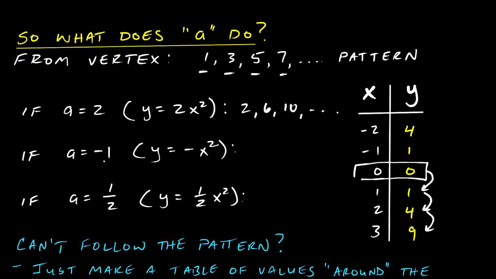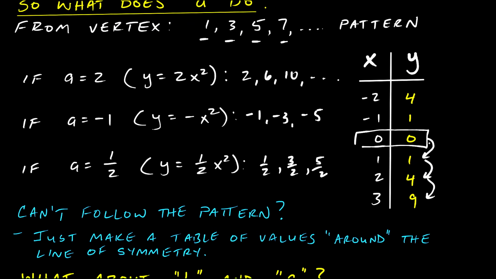And then here we have an a value of negative 1, so we just multiply by a negative. So it's going to go down 1, down 3, and down 5 as we move over. And you'll see all of this in the examples. And if a is 1/2, really the same idea. We would just multiply by a half, so we'd have 1/2, we'd have 3 halves, and we'd have 5 halves. And if you can't follow the pattern, that's okay. You're just going to identify the vertex, and from the vertex, you'll be able to substitute in points on one side and then know that they're symmetrical and have them on the other.